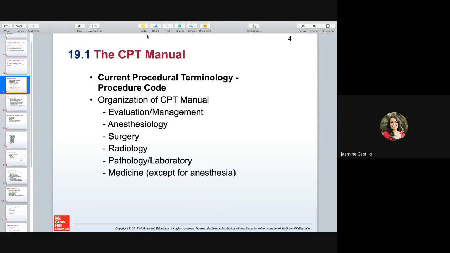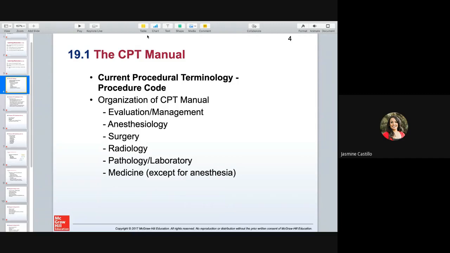It is based off of different sections, and you have 6 main sections of the CPT manual. That is your evaluation and management section, which again is the office visits, and the hospital visits are just visits in general, whether it's hospital, office visit, or skilled nursing facility visit. And then it breaks it down for surgeries and procedures. So then you have anesthesiology, surgery, radiology, pathology and laboratory, and then medicine.